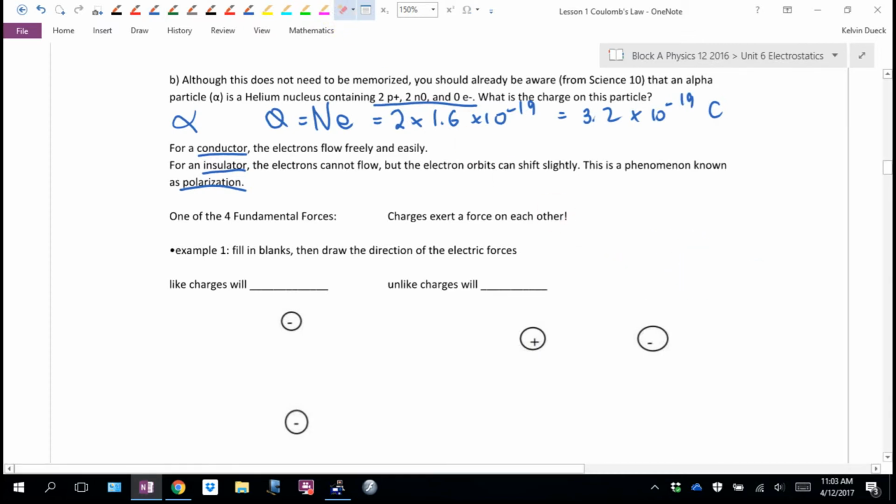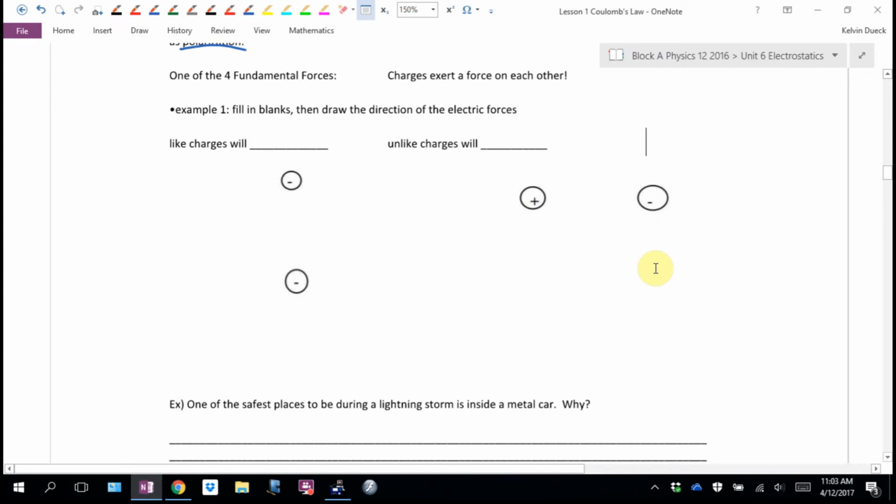And this brings us to our segue. Key idea. This you'll have to memorize. It's not on your formula sheet, but I think most of you already know this. Like charges will blank, unlike charges will blank. I'm looking for 2 words. The 2 words are repel and attract. Like charges will repel. Unlike charges will attract.